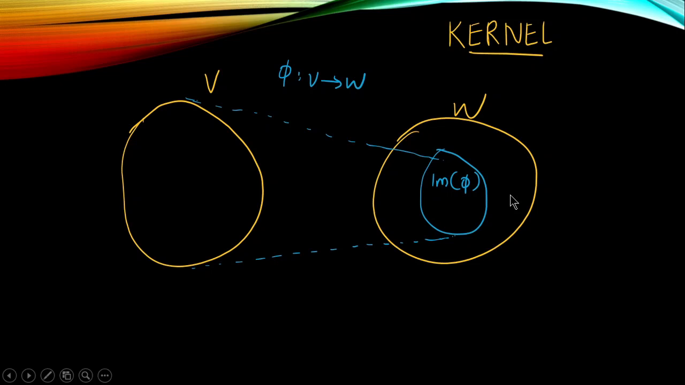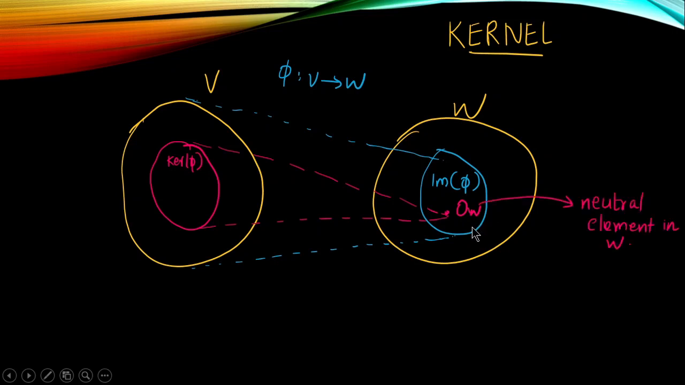And kernel. Assume there is a neutral element in W, which is represented as 0W. That is the neutral element in vector space W. And the set of vectors from V that are mapped to the neutral element, or the zero vector in W, are called the kernel of phi. Of course, it also includes the neutral element of V.